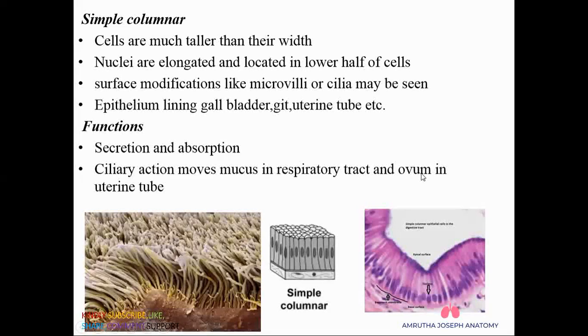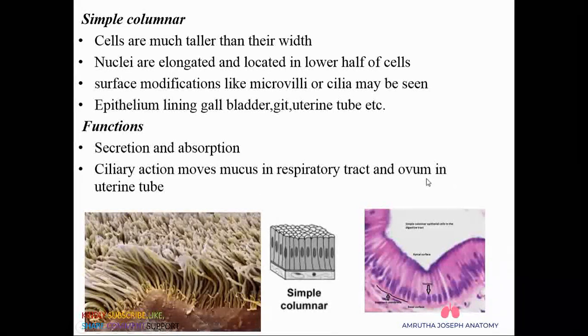Similarly, the ciliary epithelium is also seen in the uterine tube, where it allows the movement of the ovum, which is also important for fertilization. So these are the two areas where you will see ciliated epithelium: the respiratory tract and the fallopian tube.